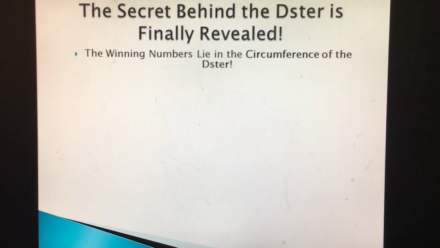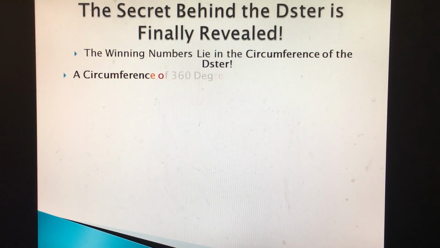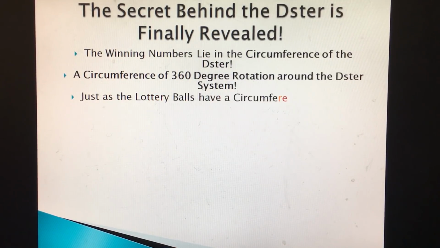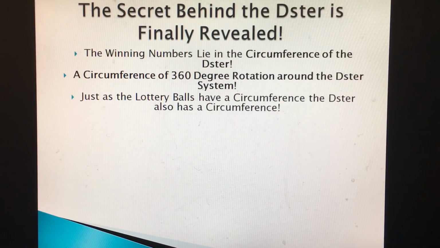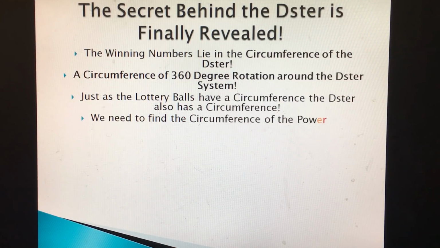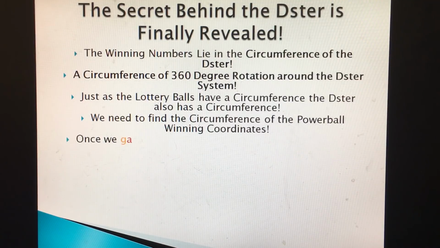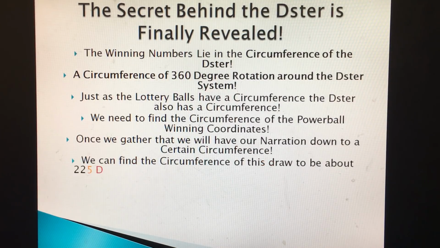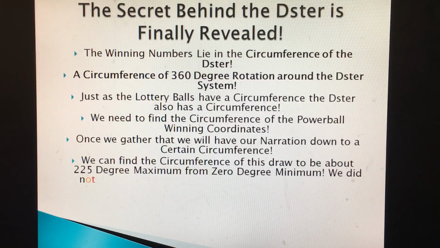The winning numbers lie in the circumference of the Dster. A circumference of 360-degree rotation around the Dster system. Just as the lottery board has a circumference, the Dster also has a circumference. We need to find the circumference of the Powerball winning coordinates for tonight's drawing. Once we gather that information, we will have our narration down to a certain circumference. We can find the circumference of this draw to be about 225 degrees maximum from 0 degrees minimum.